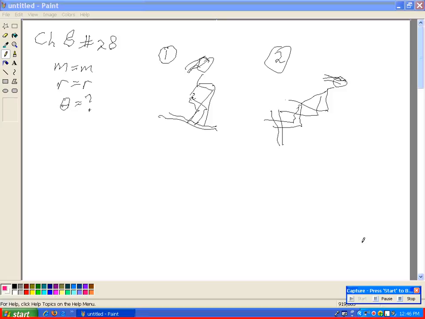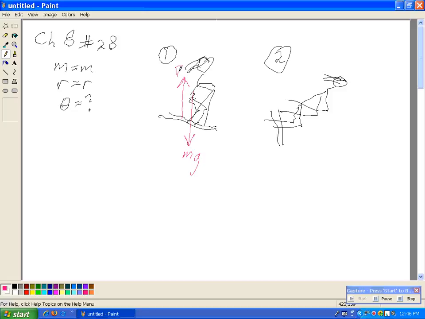This one, however, is about a skier who's on top of a sphere of some sort, and he starts off just sitting there. He's not moving yet. And he's actually directly on top, or she is directly on top. So we have the force of gravity, and we have the normal force. The question is, at what point does she lose contact with the sphere? At what angle?